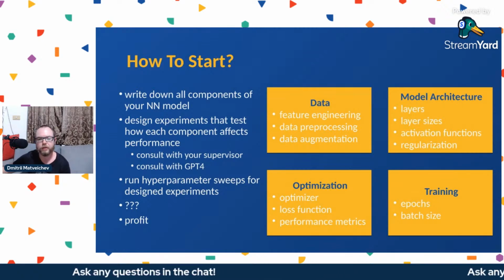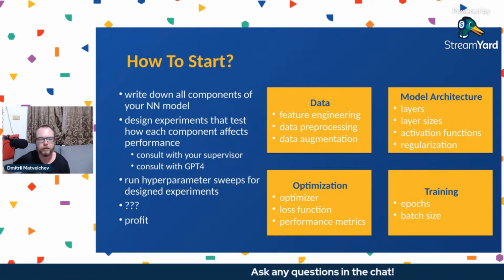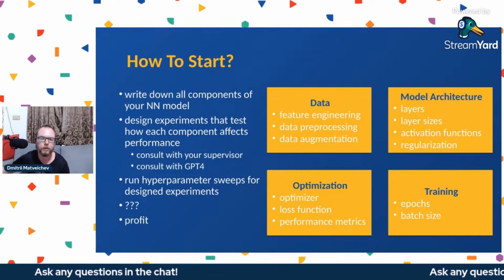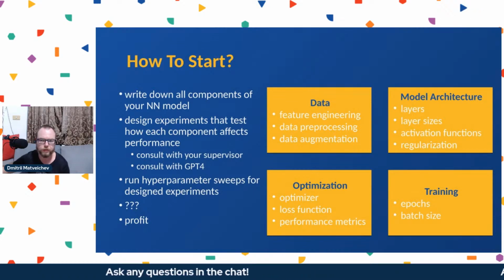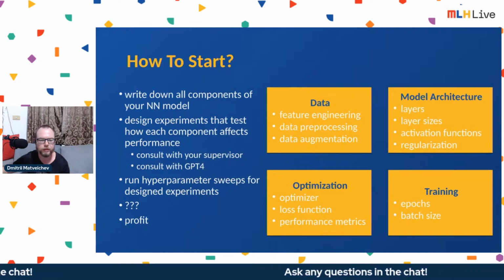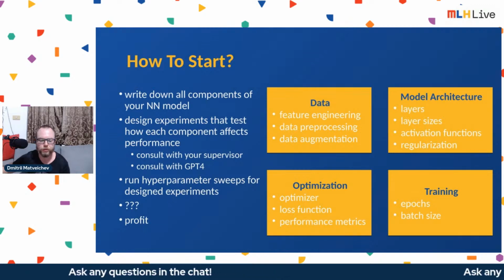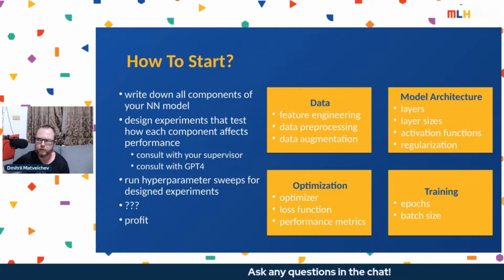And for each of the big components, it's a good idea to write down all the subcomponents, and then design experiments that test each small component, such as how optimizer affects model performance, how number of epochs affects model performance, or how number of layers and the layer sizes affect model performance, etc. And the next step is how do I choose which parameters are scientific, which parameters are nuisances, and which parameters are fixed.